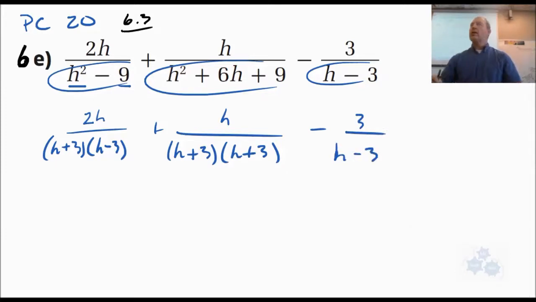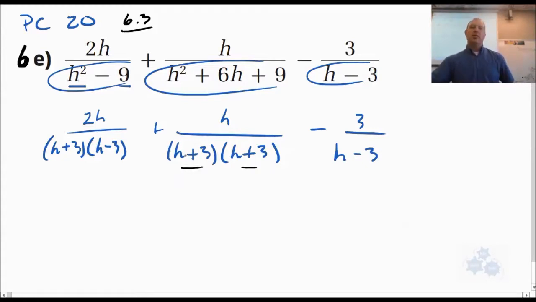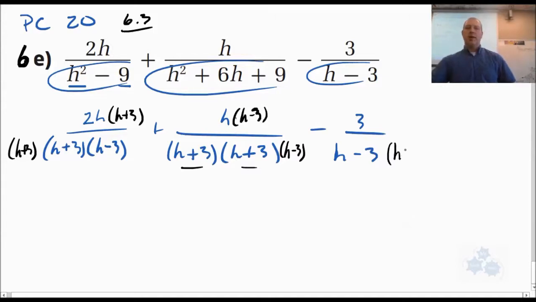Now, if we're looking at common denominators here, each one has to have everything that the other one has, including the number of factors. This one has two h plus 3 factors, so we're going to have to multiply this by h plus 3 here, top and bottom. This one doesn't have an h minus 3, so we're going to have to do h minus 3 here, top and bottom. And over here as well, this one doesn't have the two h plus 3s, so we'll do that. Okay, so each term has all of the same factors.